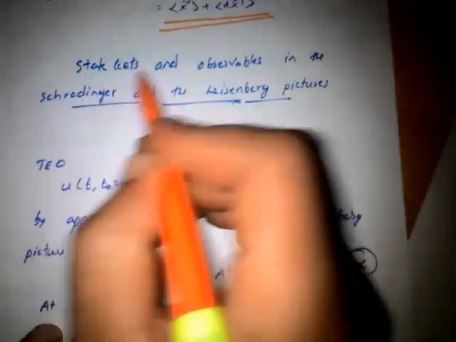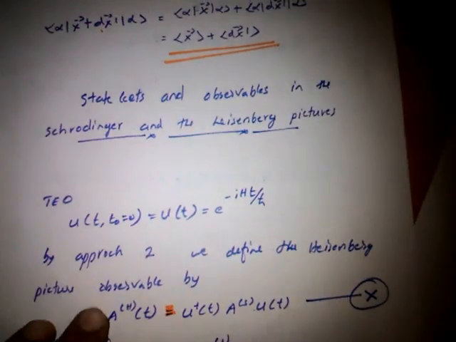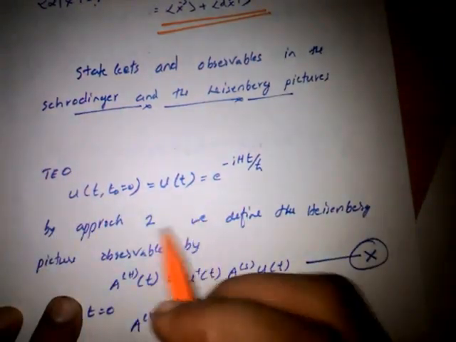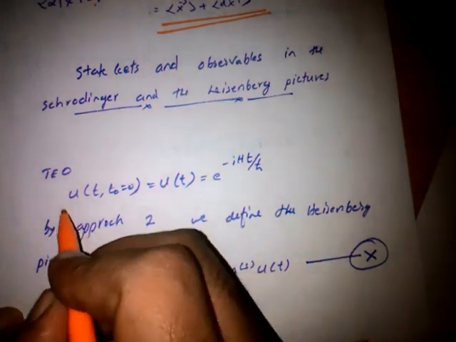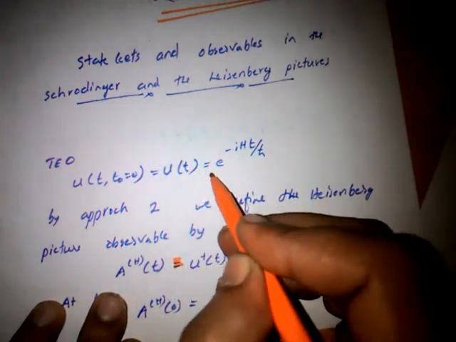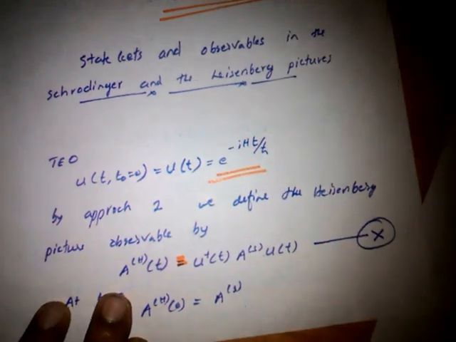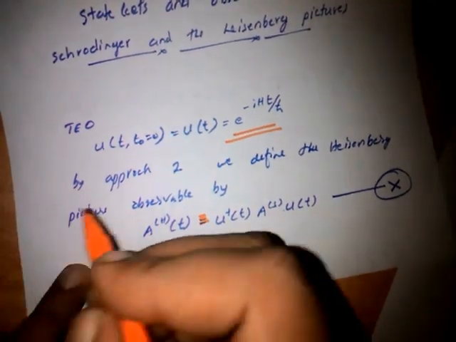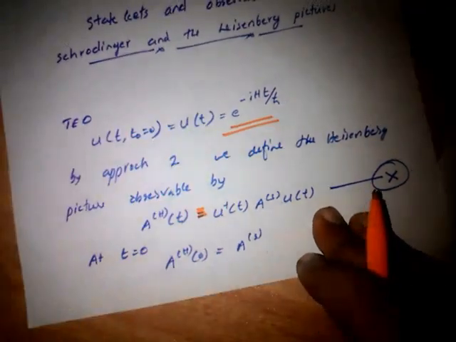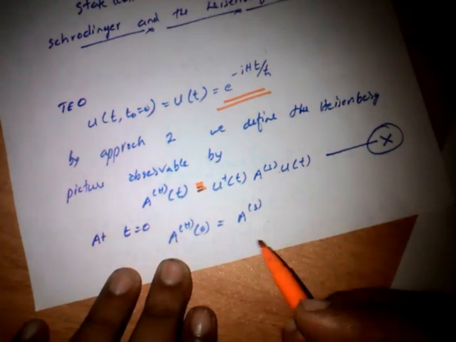Now let's discuss state kets and observables in Schrodinger's and Heisenberg's pictures. Here we are taking a time evolution operator, and that's a unitary operator U of t, t not equal to 0. We are taking initial time equal to 0, that is equal to U of t equal to e raised to minus iHt over h cross. This is the form of the time evolution operator which we know. By approach 2 we define, and approach 2 means the operator is changing with respect to time. That is Heisenberg's picture.